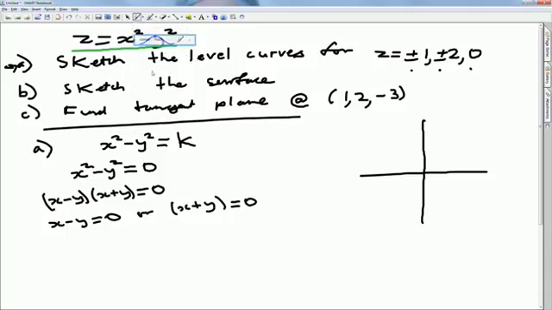So just drawing a line. x minus y equals 0 is just the line y equals x. And x plus y equals 0 implies y equals minus x, which looks something like that. So this is the z equals 0 case. That's one option.